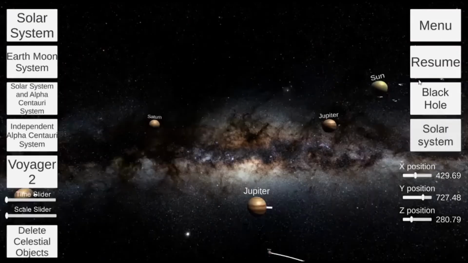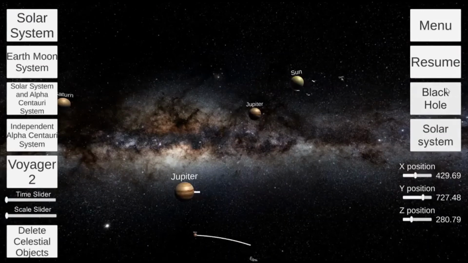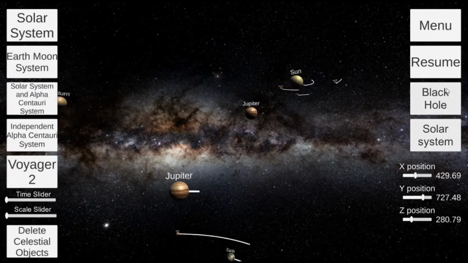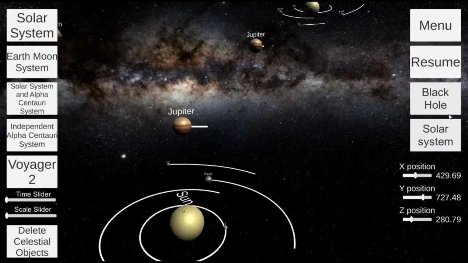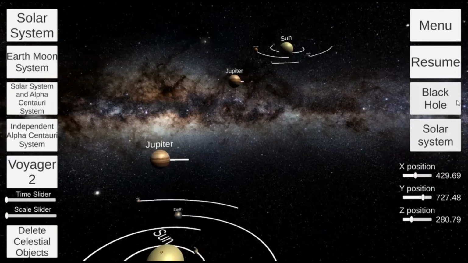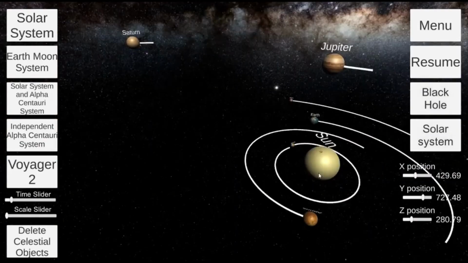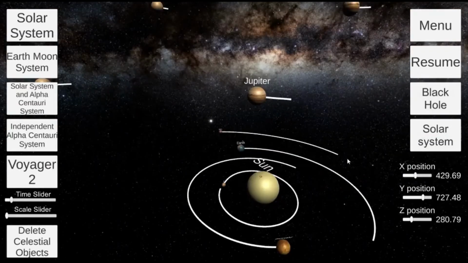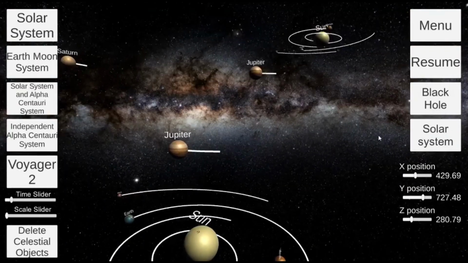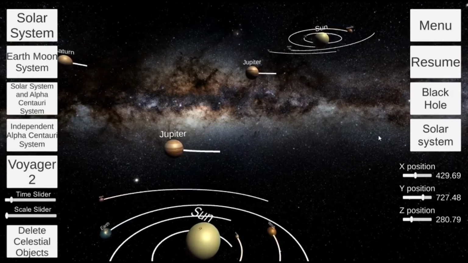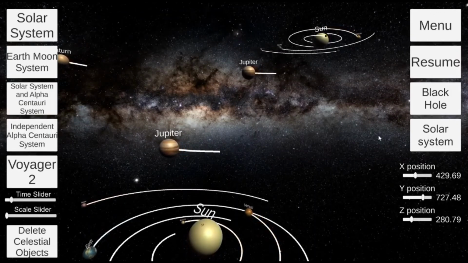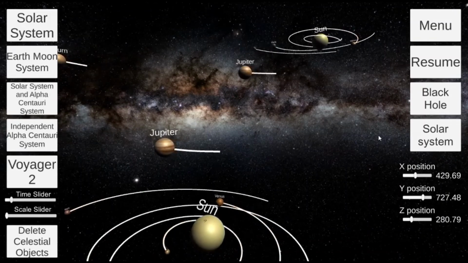What it does is it spawns in another solar system with the sun at these coordinates as shown on the right hand side. So 429, 727, and 280. And to not bore you too much, although this is a very interesting scenario, I'll increase this time step slightly. And as we can see here, the suns are starting to slowly move towards each other, even though in reality this process would take thousands of years.